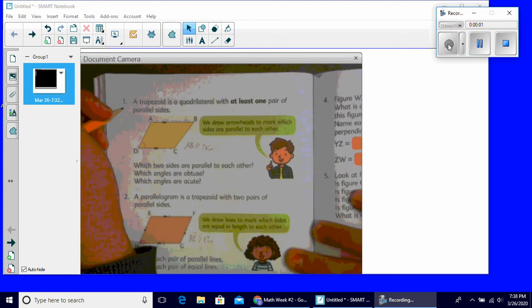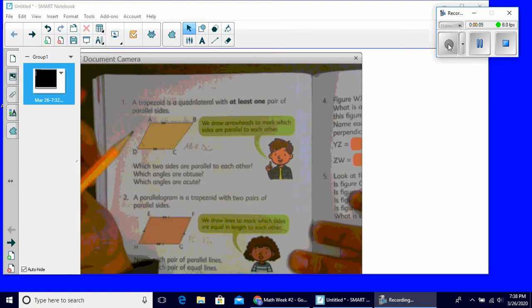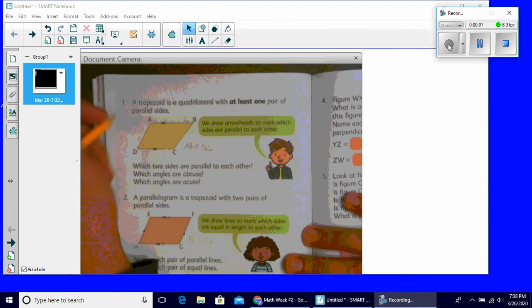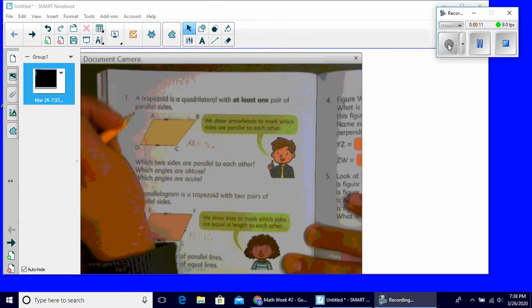So we're going to go over textbook pages 90 and 91. If you want to take out your textbook now, open up to pages 90 and 91. You can go over them with me, and we'll do them together.